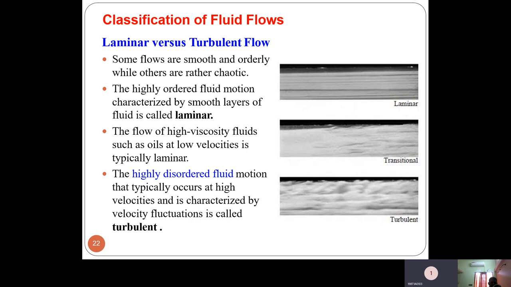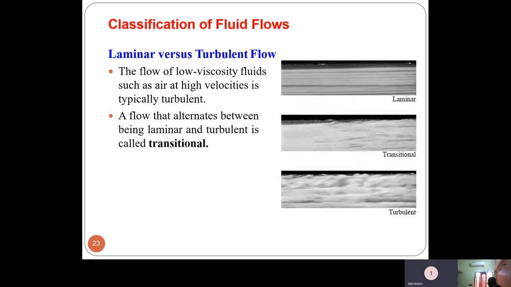Highly disordered fluid motion typically occurs at high velocities and is characterized by velocity fluctuations. Highly disordered fluid flow is called turbulent flow. Smooth flow is called laminar. The flow of low viscosity fluids such as air at high velocities is typically turbulent. The flow that alternates between being laminar and turbulent is called transitional. Changing its nature from laminar to turbulent is transitional.